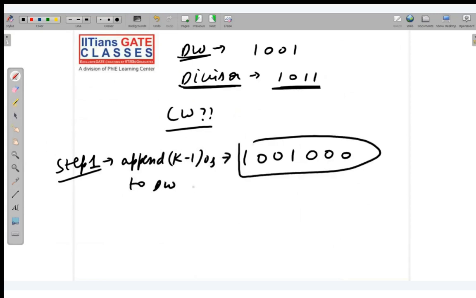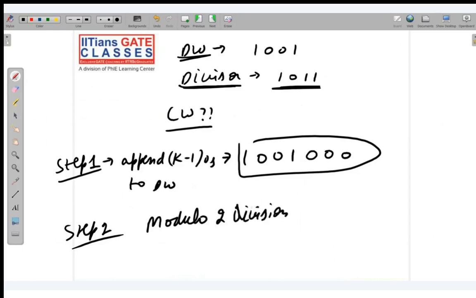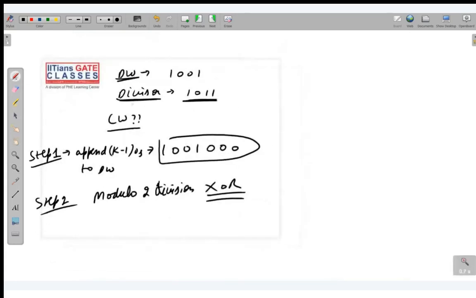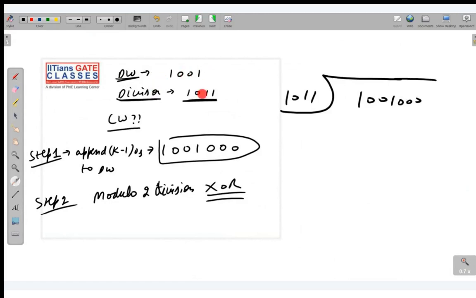Now step number 2 is modulo 2 division. Modulo 2 division means you will do XOR. You will not do subtraction. What I want to say is, now the divisor, so you will divide. So 1011, you will divide 1001 and 000. Are you getting it? Data word was 1001, divisor was 1011. We want to find the code word. So what is step 1? You will append k minus 1 zeros to the data word. Data word was 1001, so I have appended 3 zeros. Why 3 zeros? Because divisor length was 4. That is this. So now step number 2 is modulo 2 division.